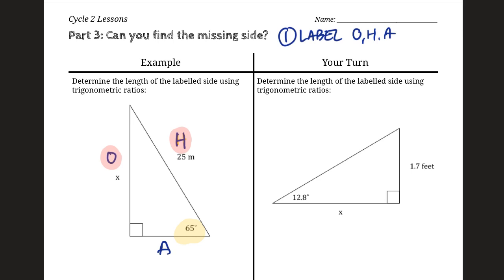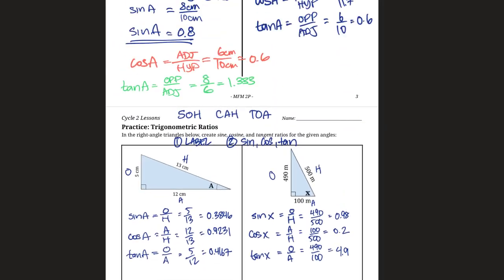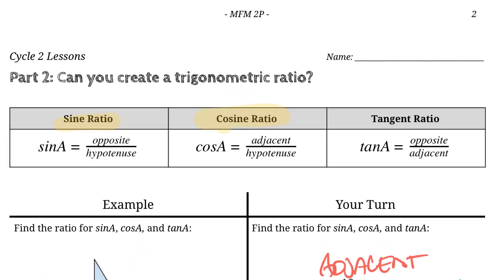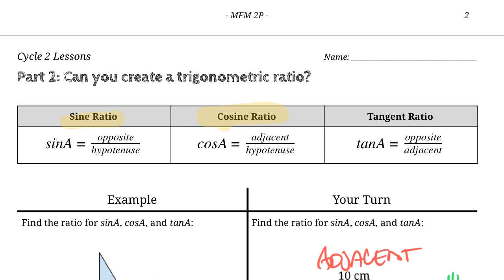So the question we have to ask ourselves is which one of those three trig ratios has opposite and hypotenuse in it? So let's go back to those three trig ratios. Here they are. Remember, we want a trig ratio that has opposite and hypotenuse in it. Which one has that? Well, there's only one of them that has both opposite and hypotenuse in it, and that is the sine ratio. So that tells us that we need to use the sine ratio for this question.